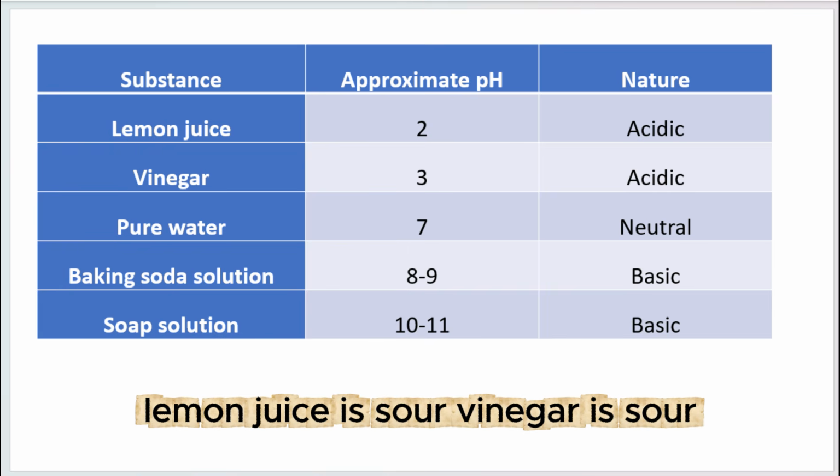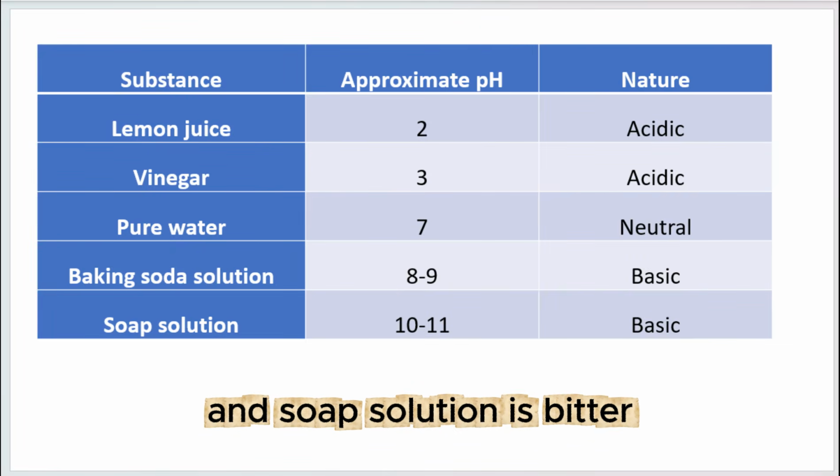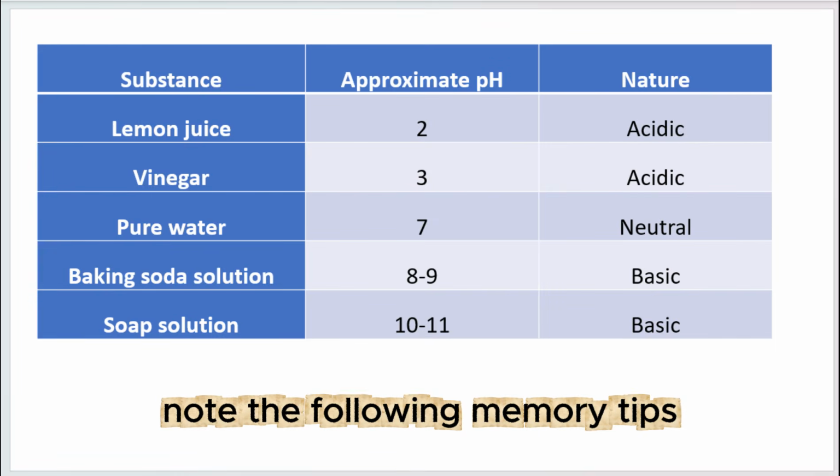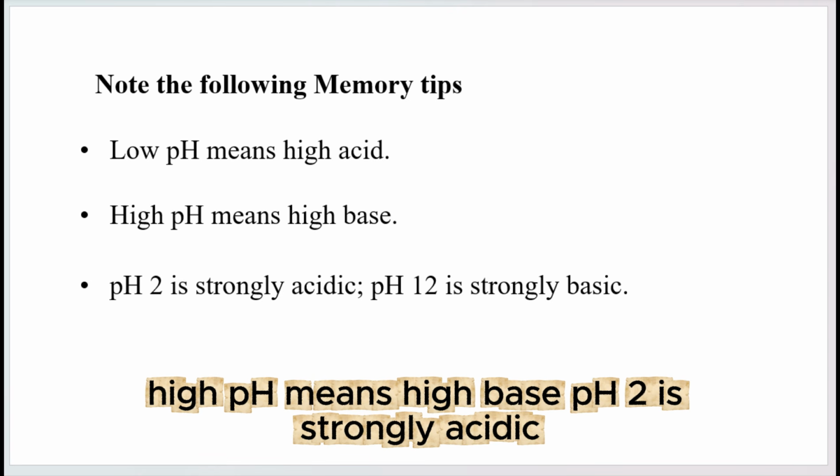The table here should make you feel good about the way some of these substances taste. Lemon juice is sour, vinegar is sour, pure water is tasteless, baking soda solution is bitter, and soap solution is bitter. Note the following memory tips. Low pH means high acidity. High pH means high base.